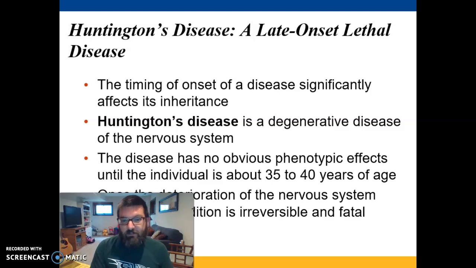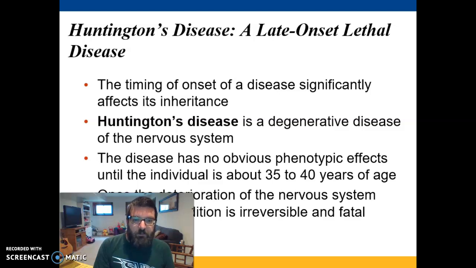So, Huntington's disease is a degenerative nerve disease that can cause you to be unable to move. You could start off with tremors and then eventually become unable to move, but it also can deteriorate your cognitive ability. It's a very, very sad disease.